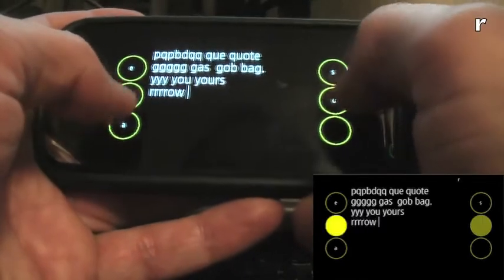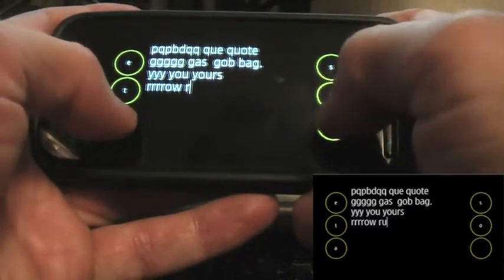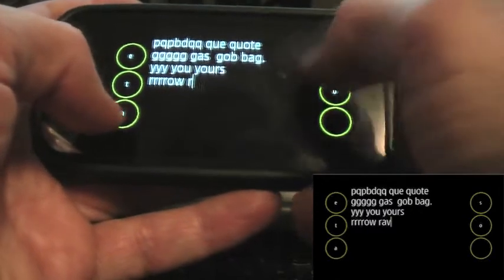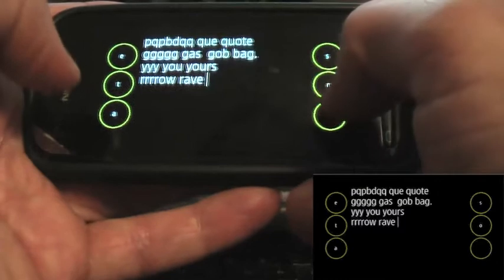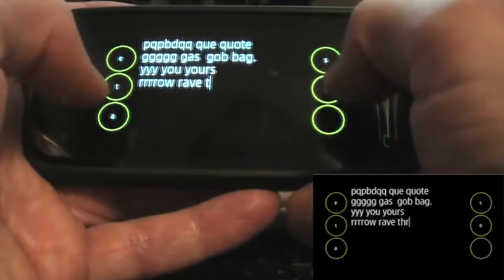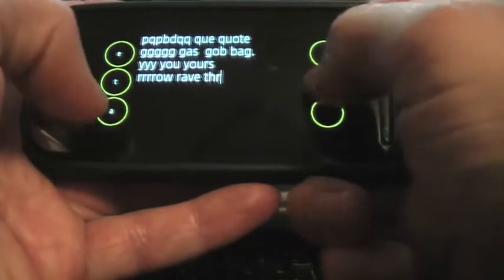So with the R we can make row, we can make, let me think, we can make rave, and we can make throw.